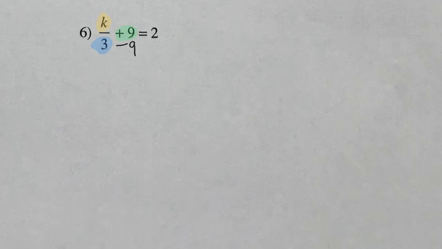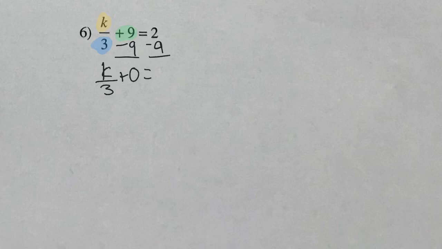All right, and what I do to one side, I have to do to the other. So I now have k divided by 3 plus 0 equals 2 minus 9. So I'm at 2 and I go 9 in the negative direction. I end up in the negative, and a negative 7. All right, so k over 3 equals negative 7.